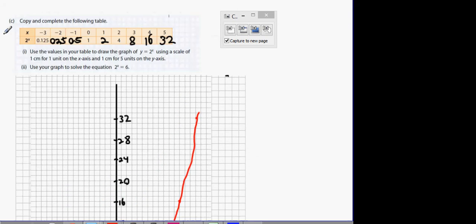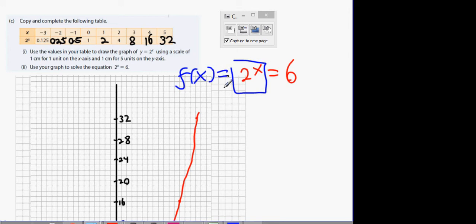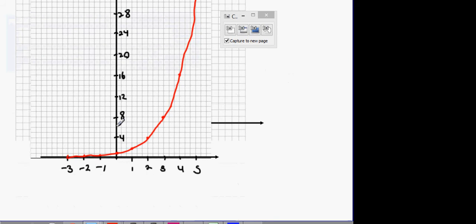Okay, guys. Use your graph to solve the equation 2 to the power of x equals 6. What is 2 to the power of x again, guys? It's the output, the y-axis. So when 2 to the power of x equals 6, 6 is here. What do we need to do then? Go across and down and see what the input is. What do you reckon? About 2.6, 2.7? 2.6.